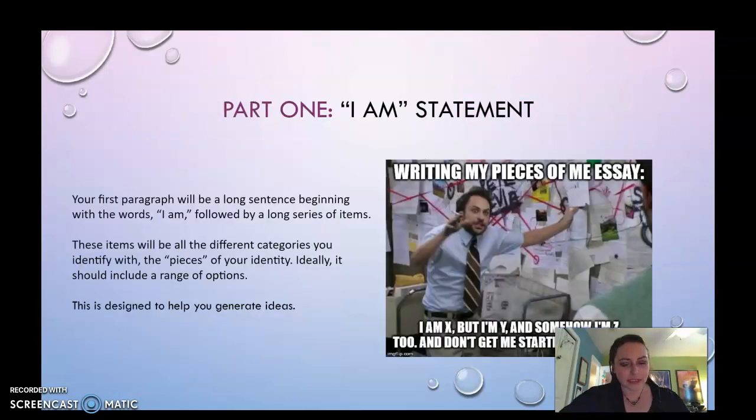Let's say more about that first paragraph. Your first paragraph will be a long sentence beginning with the words I am, followed by a long series of items. These items will be all the different categories you identify with, the pieces of your identity. Ideally, it should include a range of options. This is designed to help you generate ideas.